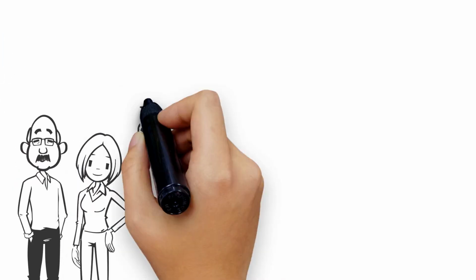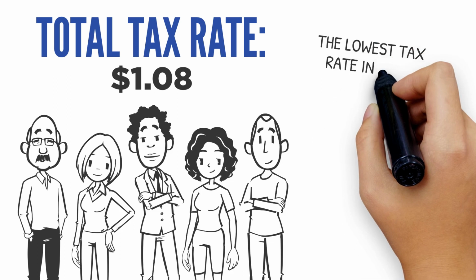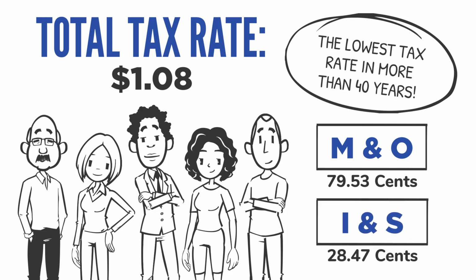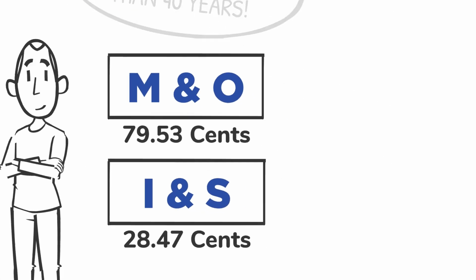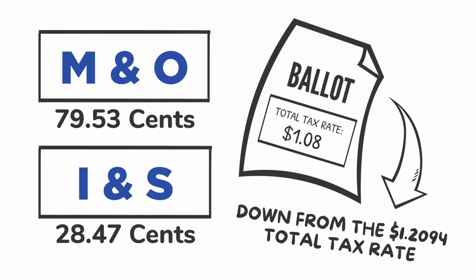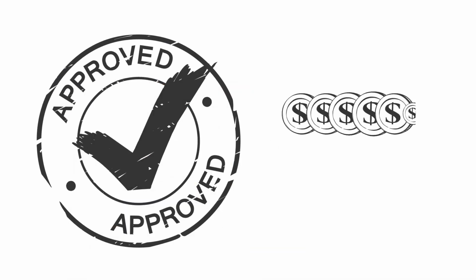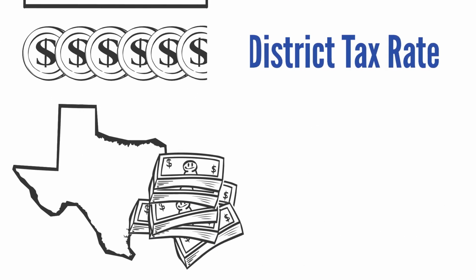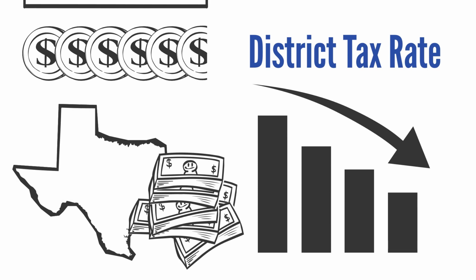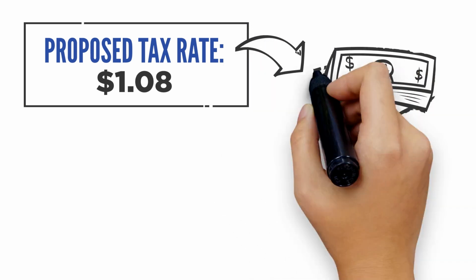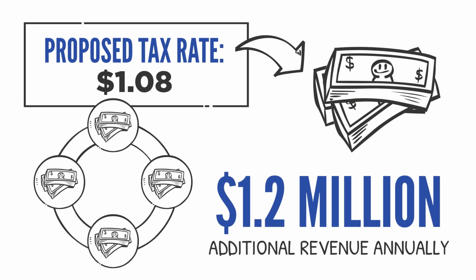The Board of Trustees has set the total tax rate at the lowest tax rate in FISD in more than 40 years: 79.53 cents for M&O and 28.47 cents for I&S. You will see the total tax rate of $1.08 on the ballot, down from the $1.2094 total 2022 tax rate. Approving 5.76 pennies for the M&O side means more maintenance and operations funding for Friendswood ISD. Meanwhile, the overall district tax rate has decreased compared to the 2022 tax rate. As we said before, the district's proposed $1.08 tax rate will generate an additional revenue of $1.2 million.